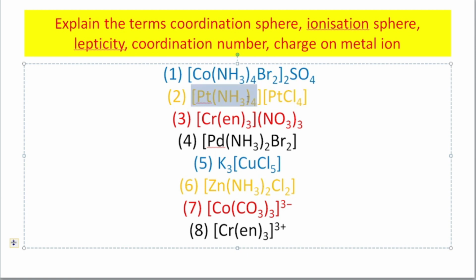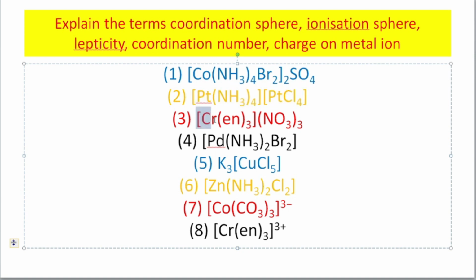For [Pt(NH3)4], charge I am not mentioning, after this we will discuss that. [PtCl4] is in the ionization sphere of [Pt(NH3)4], and [Pt(NH3)4] is in the ionization sphere of [PtCl4]. Both species are themselves coordination spheres.